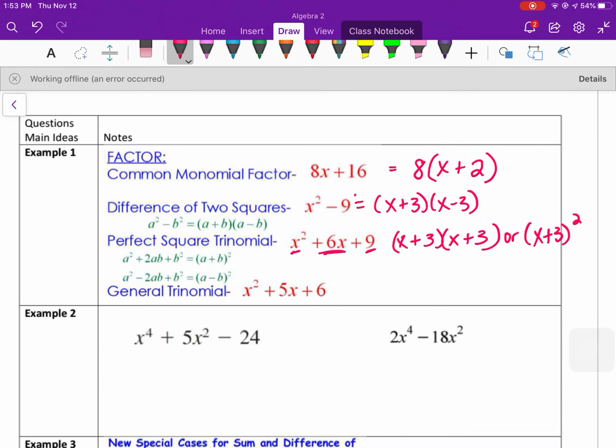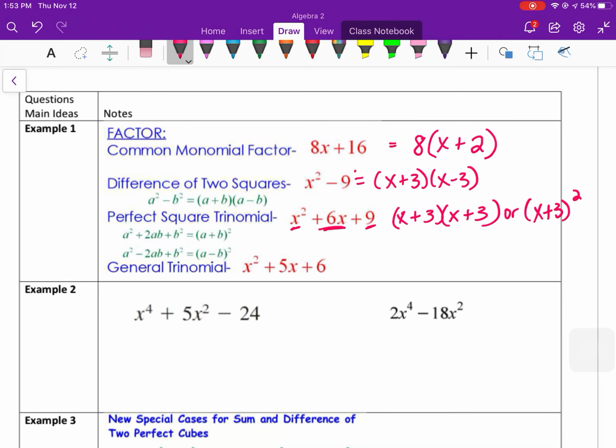And then we also have the general trinomial, where for this one, you wanted to find factors of 6 that add up to 5, which would be 2 times 3. So x squared is x times x, and then positive 2 times positive 3 multiplies to 6 and adds up to 5. So that's just our general quadratic trinomial.